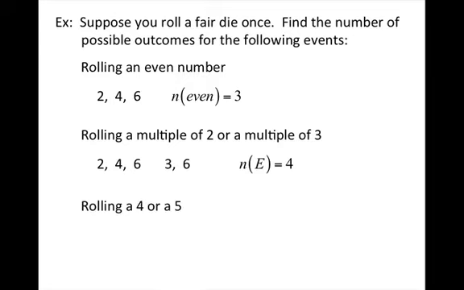And then for the final event, rolling a 4 or a 5, how many ways can I roll a 4 or a 5? Well, there are just 2 ways. I roll a 4 or a 5.